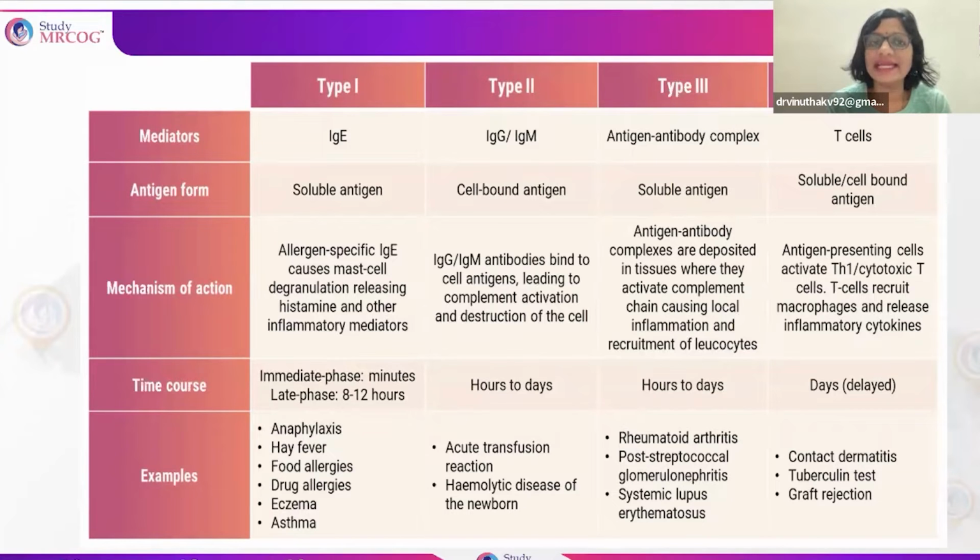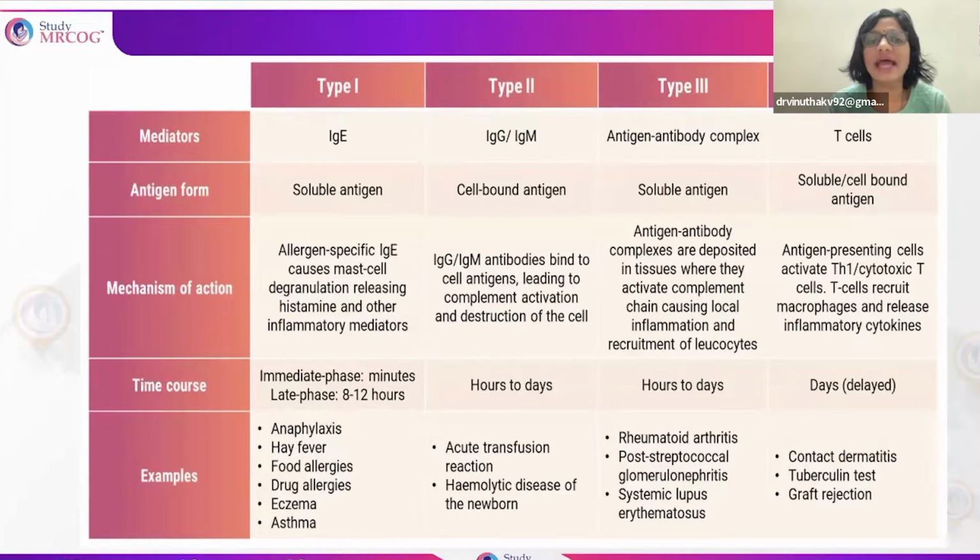Type 2 is IgG or IgM mediated. The antigen binds to IgG or IgM, and it is going to activate the complement system. This generally takes hours to days for the manifestation. The two most important examples for this are acute transfusion reaction and hemolytic disease of the newborn.